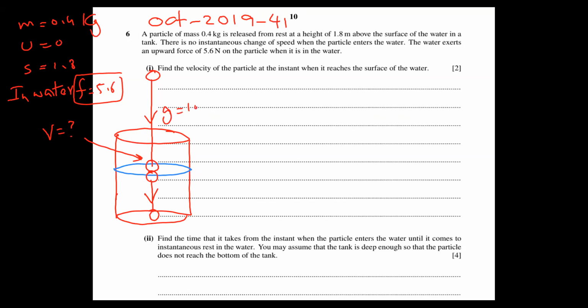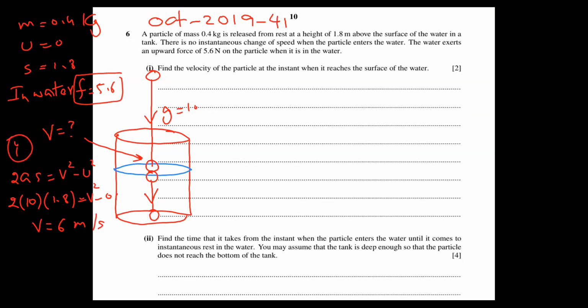So the first part is easy. You know 2as equals v squared minus u squared. 2 times gravity 10, s is 1.8, and the last velocity is my concern. We have to find it. So it becomes 36, since 18 times 2 is 36, and I got v equals 6 meters per second. So the first part is done.